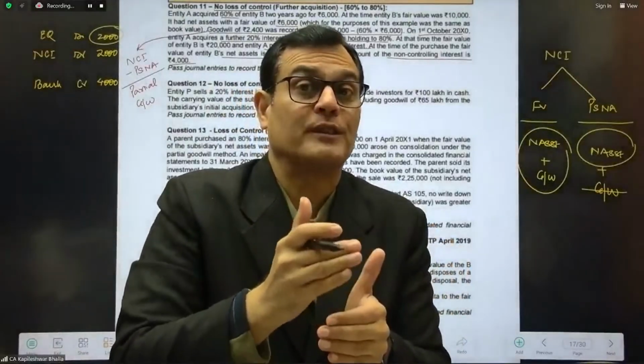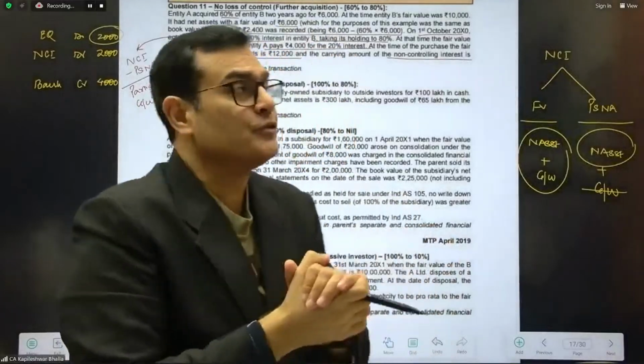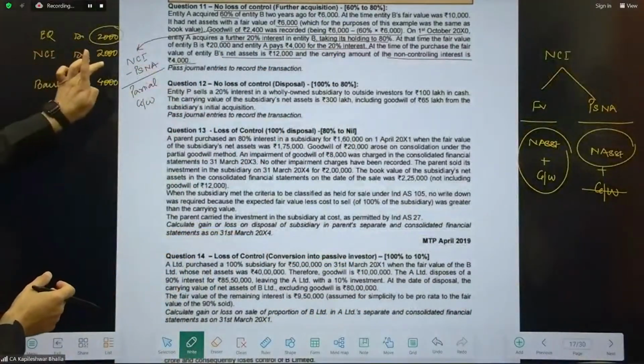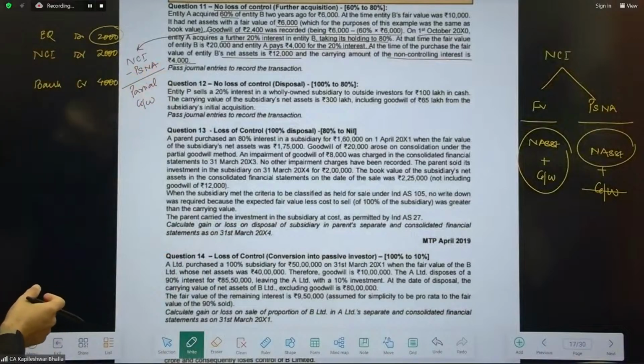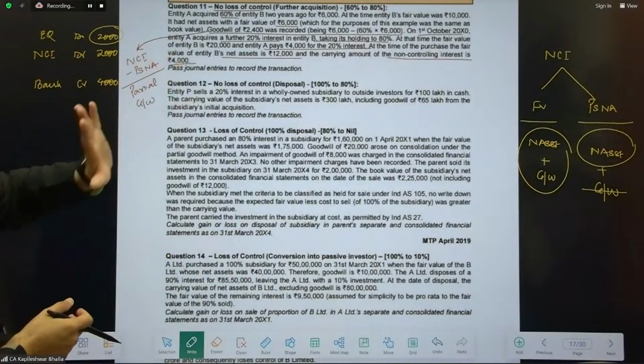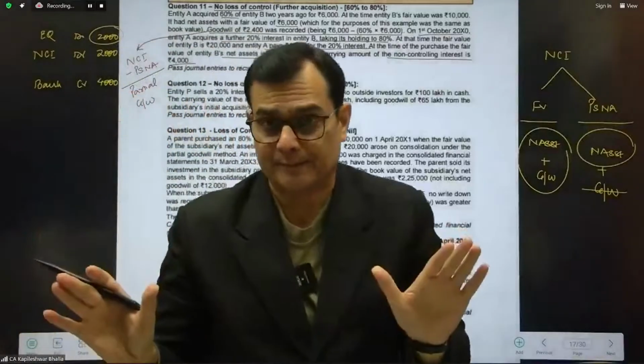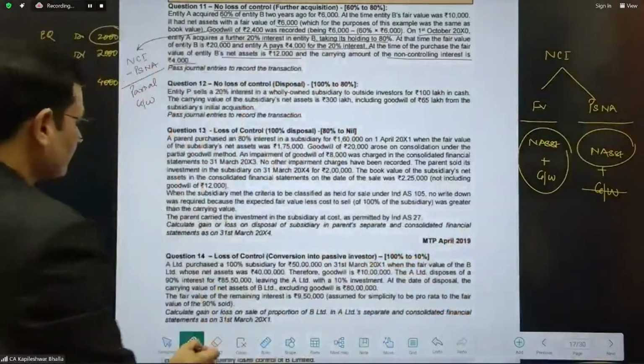Is the control going to continue? And if the control continues, then in this particular case, you need to change the NCI pro rata, and the payment made for the further acquisition and the balancing figure go to equity. I guess I'm pretty clear with that. Let's go to the next one.